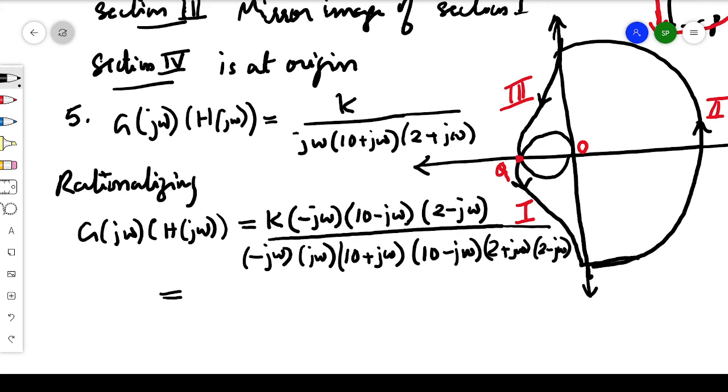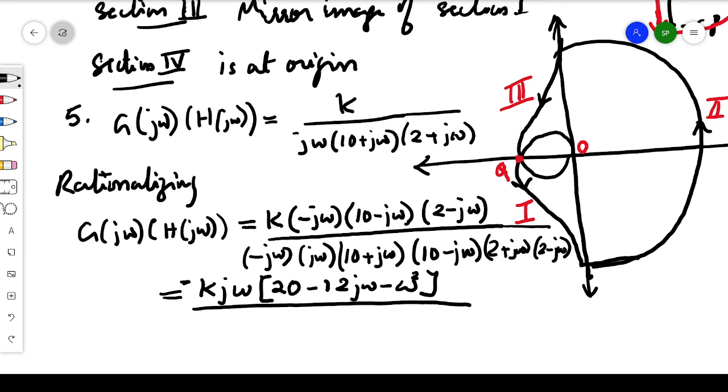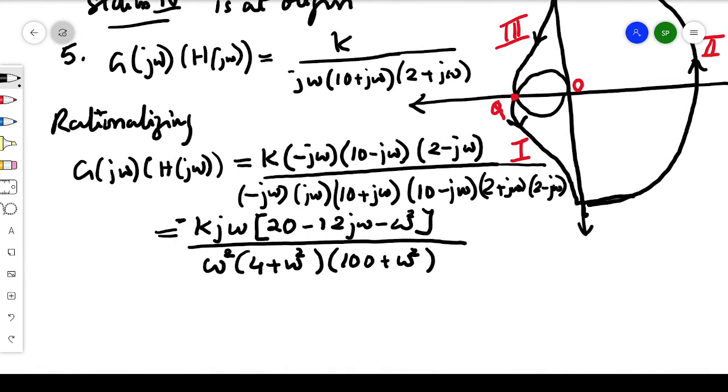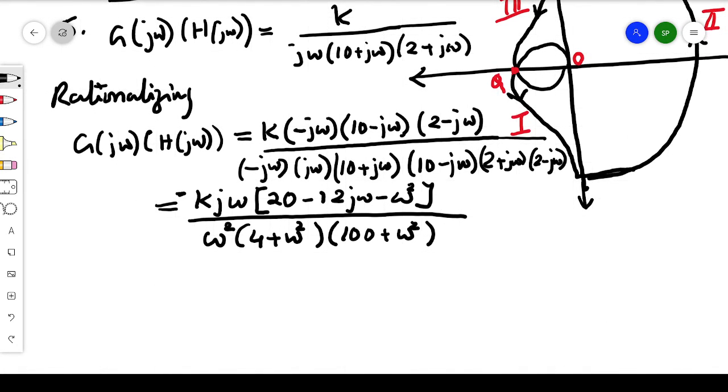Now we simplify this equation by multiplying it. I'm just skipping the steps. When you simplify it, you will get 20 minus 12jω minus ω square in the numerator, and in the denominator you will get ω square into (4 + ω square) into (100 + ω square). We are just multiplying the factors, that is (10 + jω) into (10 − jω). You can take it as (a + b) into (a − b) form, that is a square minus b square. Everything we are doing like that.